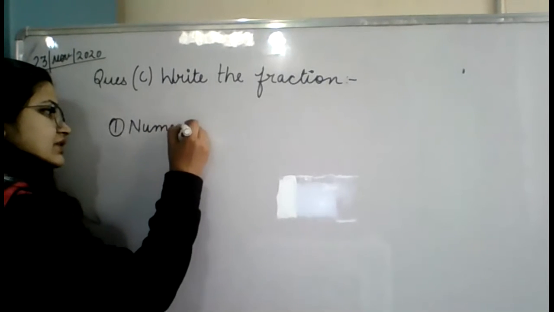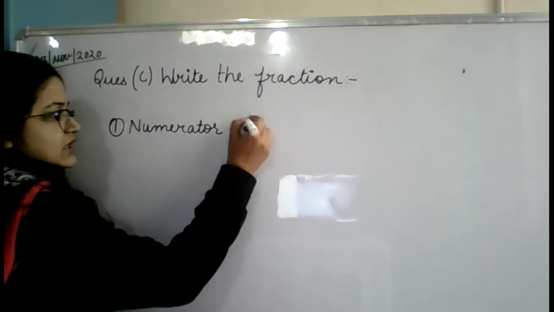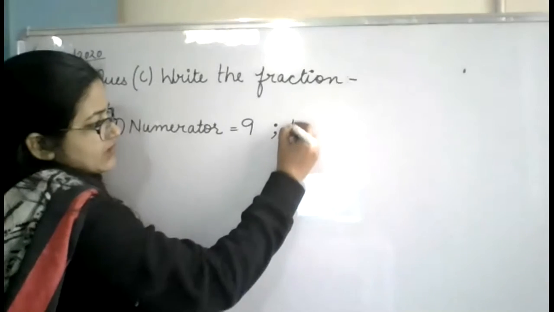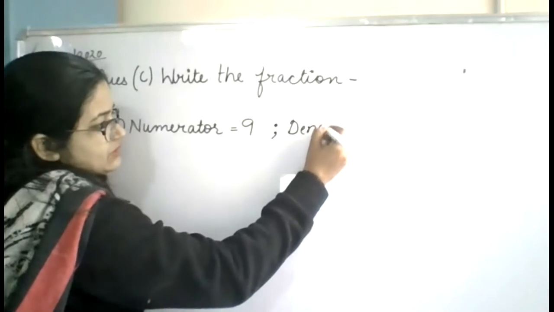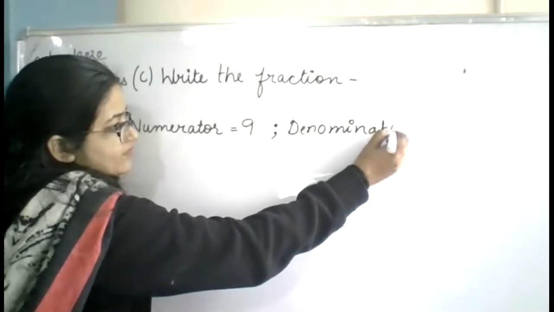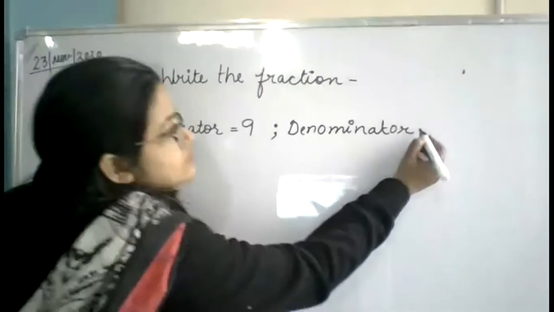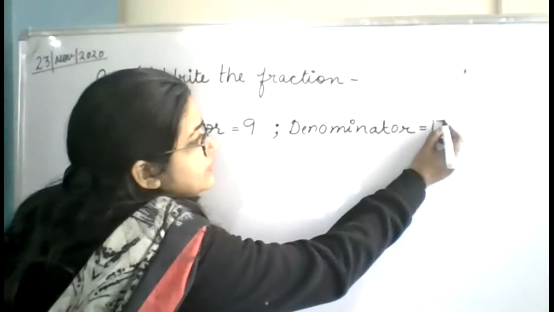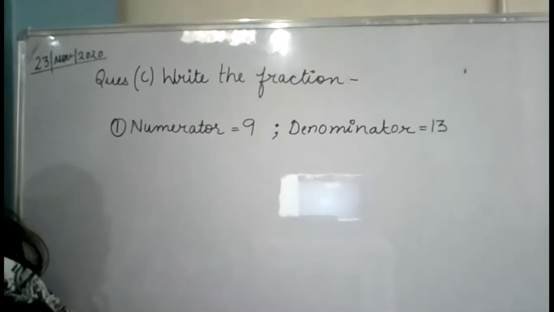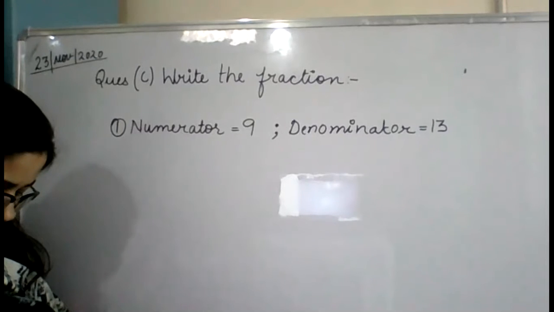Write numerator is equal to 9. And just put a semicolon and write denominator is equal to. Even between the light is coming too much. No, it will not come. Abhi, wait for some time. Be patient.